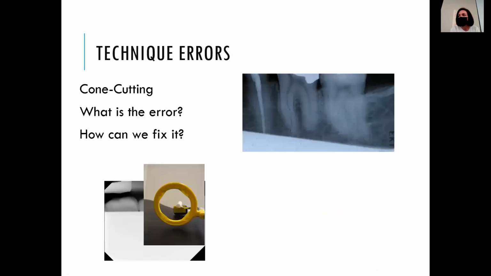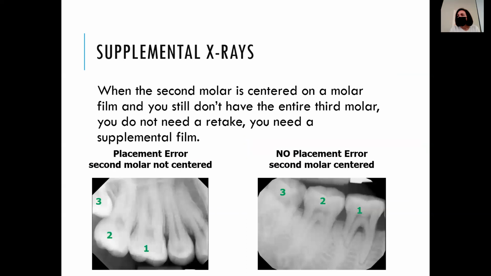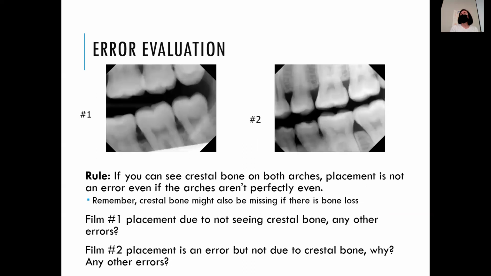Let's practice technique, errors, cone cutting, criteria for the FMX, supplemental x-rays. This is just saying that if you have centered your second molar, and your third molar is there and you can't get it, it is not a ding against you. You do have to take another film, but it's called a supplemental at that point, not a retake. That's what that is saying there. We'll talk more about this.